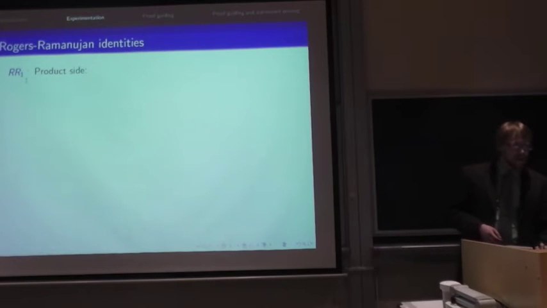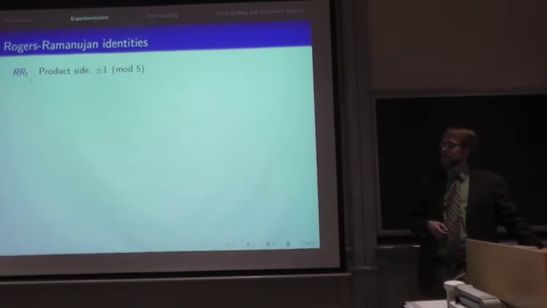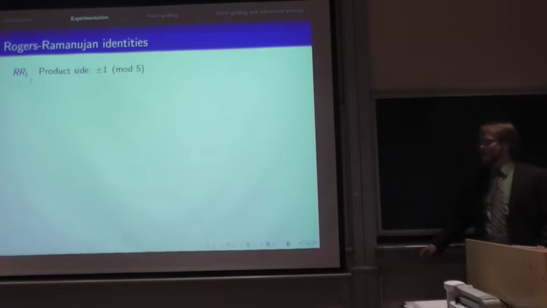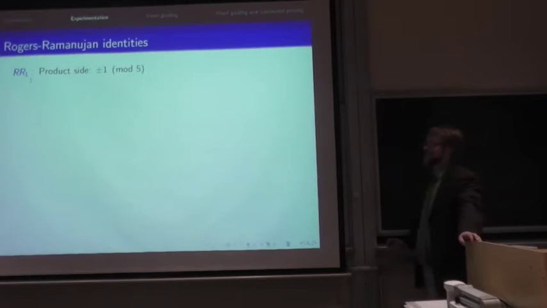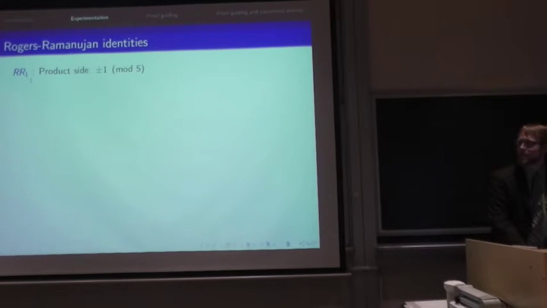Here, the first one, the product side is plus or minus 1 mod 5. Hence why I use... want to discover a Q identities. Right. Exactly. It's introduced to MacMahon. Yes.